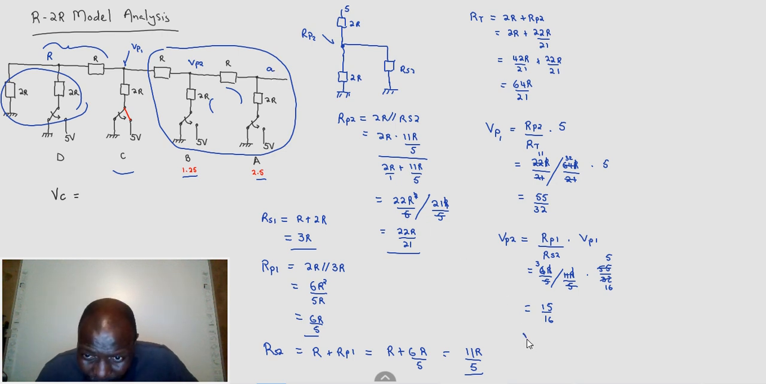So VA, specifically from C, is going to be 2R over 2R plus R, which is 3R, times the incoming voltage, which is V parallel 2. V parallel 2 is 15 over 16. And as you can see, this goes there, that goes there 8, this 3 goes there 5 times.